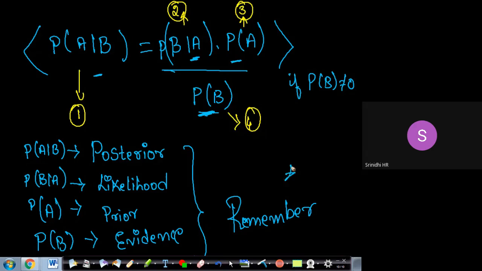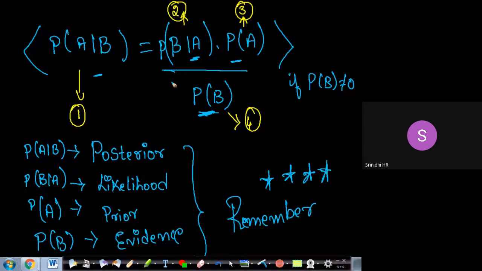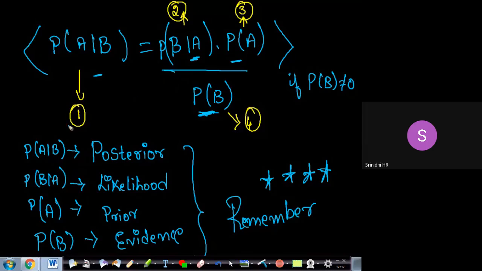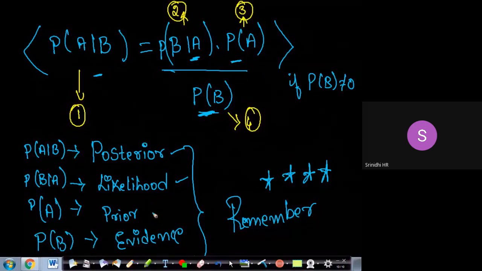Remember, as many times as possible, please recollect this concept. Whenever your mind comes to Bayes theorem, you must understand this: probability of A given B is equal to probability of B given A into probability of A divided by probability of B. I have four terms here. What are the four terminologies? One is your posterior, second is your likelihood, third is your prior, and fourth is your evidence.